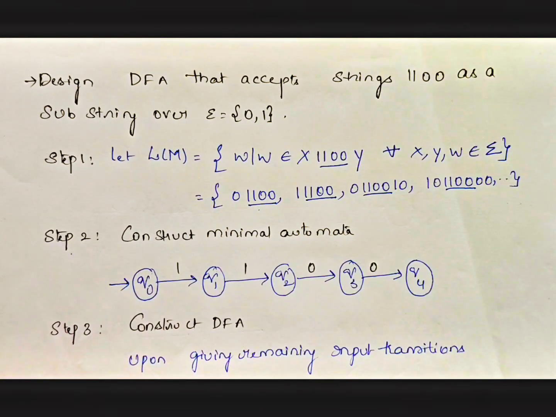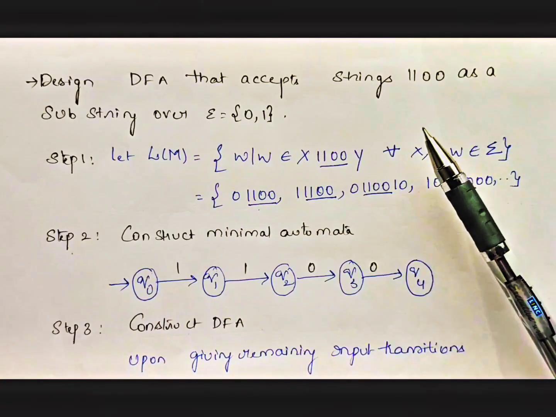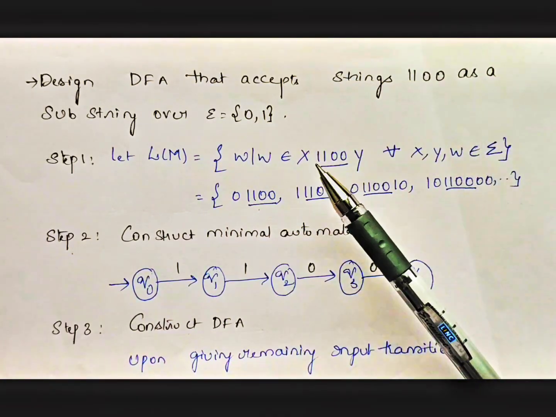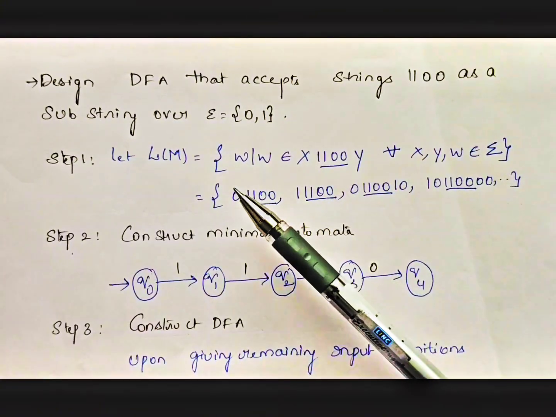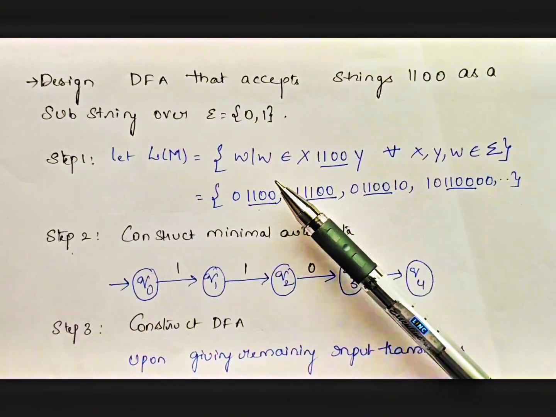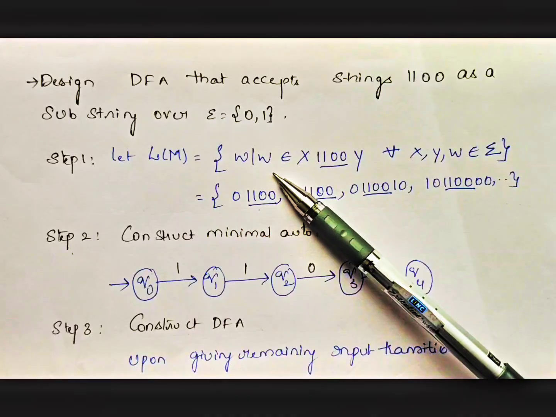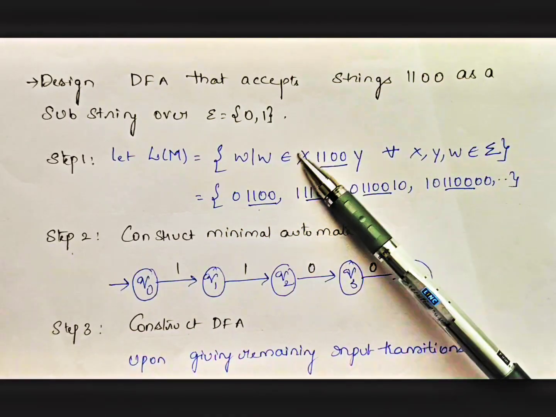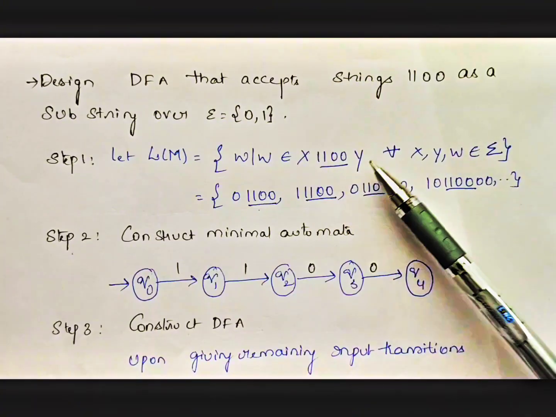In today's video, we shall learn a few more examples of construction of DFA. Design a DFA which accepts the string 1100 as a substring over the input 0 and 1. Let us assume L of M is a language such that the string W of the language is in the form of X 1100 Y. Here X is a prefix and Y is a suffix of a string.